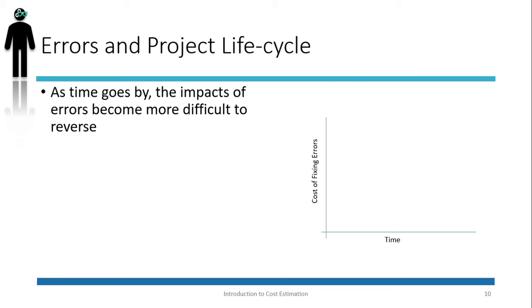As an example, fixing the impact of underestimating an activity by, say, $2 million will be easier if the error is discovered during the project planning phase, as opposed to discovering the error when the project is halfway through its execution. As we go through executing the project and as time goes by, the cost will go up exponentially.